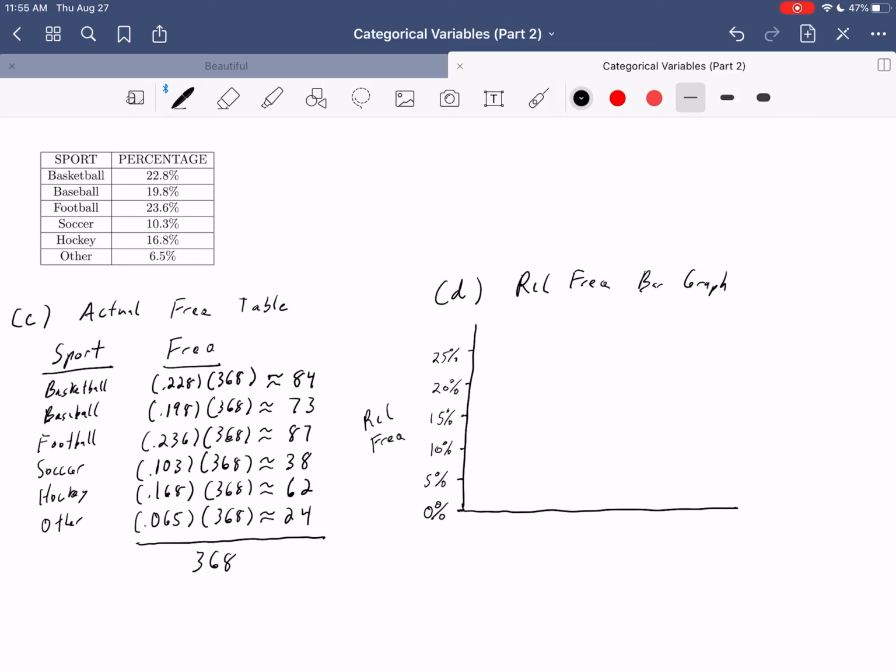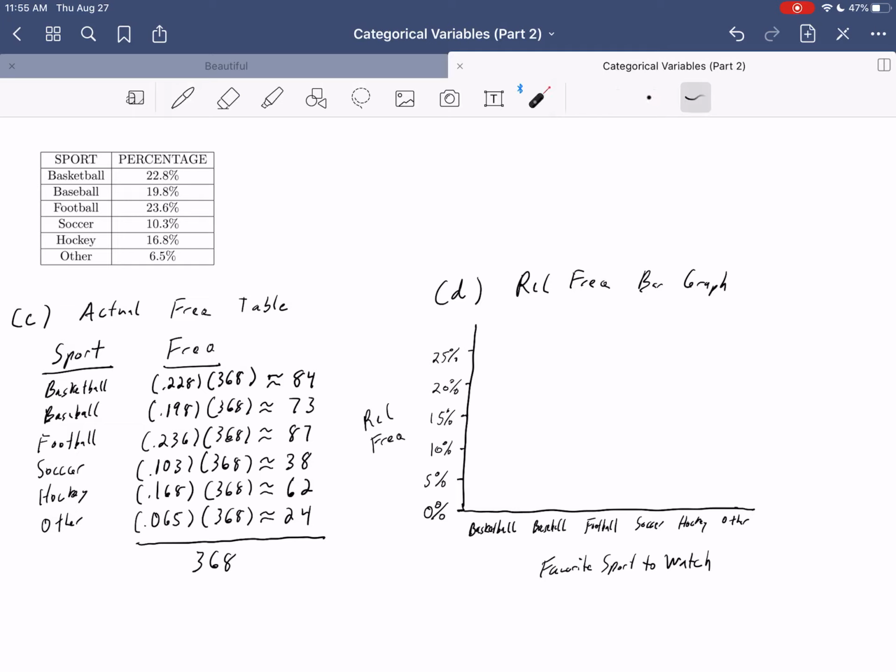All right, so we'll go ahead and fill these in. So there's basketball, baseball, football, soccer, hockey, and other. Okay, and so this is favorite sport to watch. And do keep in mind, again, bar graphs, main rule: bars cannot touch. That helps the viewer know that you're talking about a categorical variable as opposed to a quantitative variable that we'll be discussing in our next set of videos.